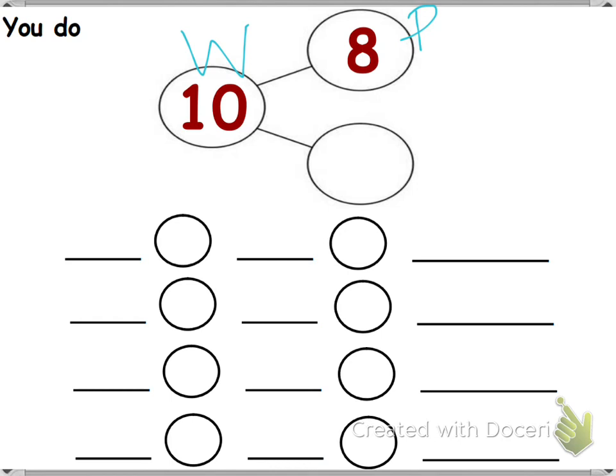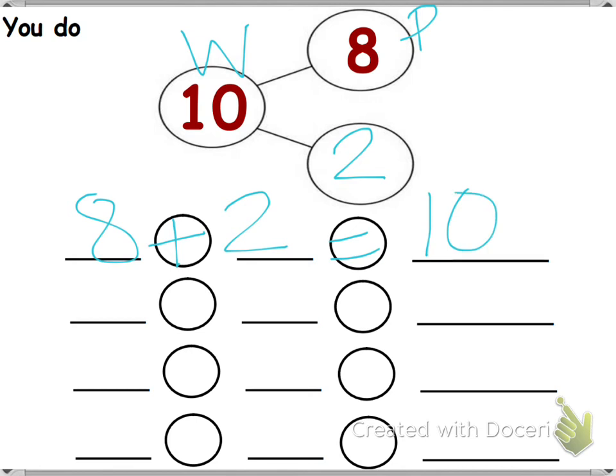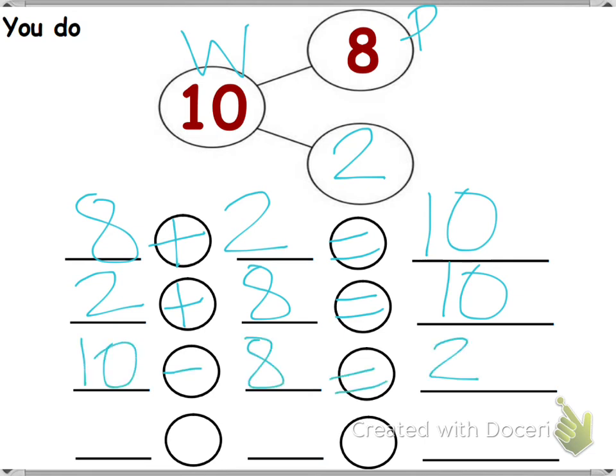Alright, ooh, a 10 buddy again. 8 and what make 10? 2 and 8, 8 and 2, making 10 for me and you. Good, so we know that it's 2 that goes right here. Now let's do our 2 addition sentences. 8 plus 2 equals 10. And 2 plus 8 equals 10. Good, now let's do our subtraction sentences. 10 minus 8 equals 2. And then 10 minus 2 equals 8.